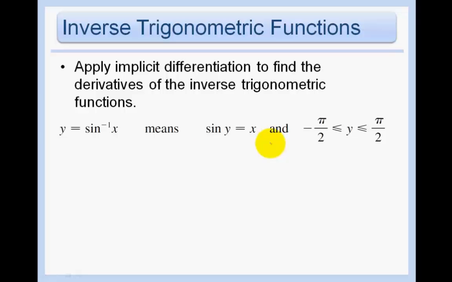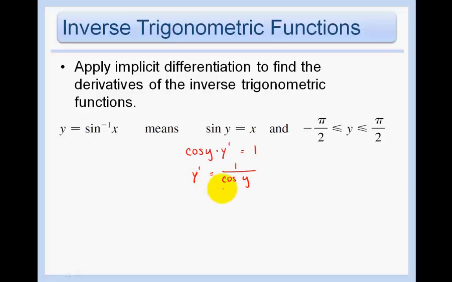And so if we took the derivative of this, the derivative of sine y is just cosine y, but remember to take the derivative of the baby, and the derivative of x is just 1. So y prime equals 1 over cosine y.